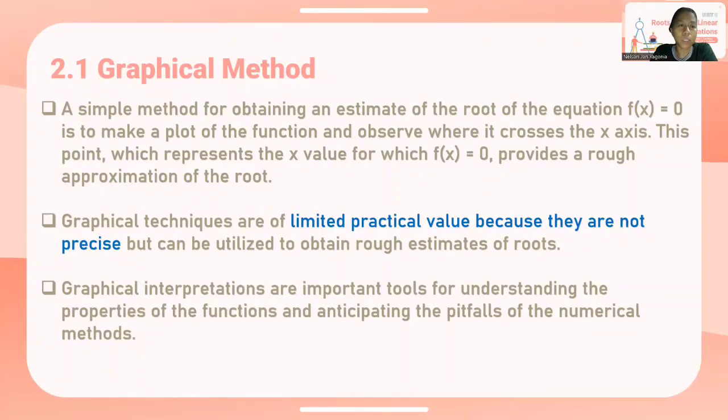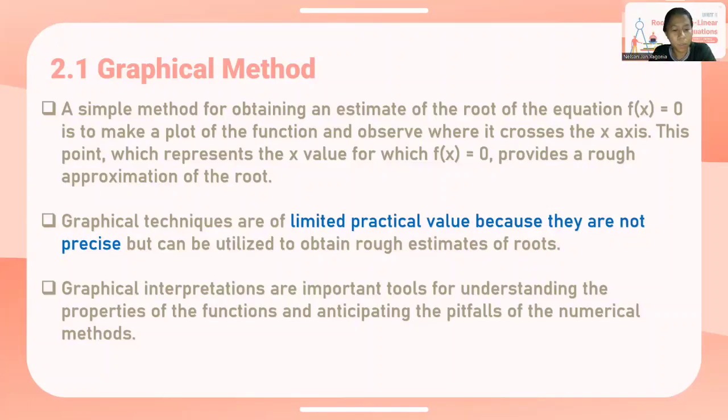For the first topic, which is the graphical method, the graphical method is a simple method for obtaining an estimate of the root of the equation f of x equals 0. It is to make a plot of the function and observe where it crosses the x-axis. This point, which represents the x value for which f of x equals 0, provides a rough approximation of the root.